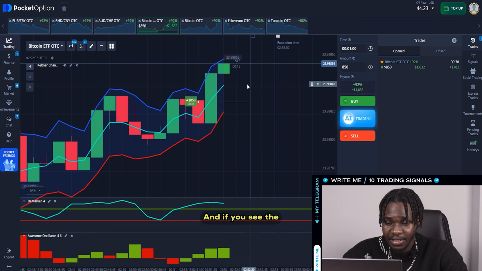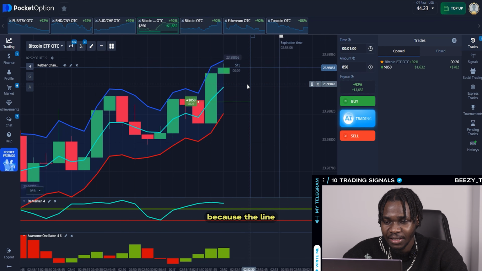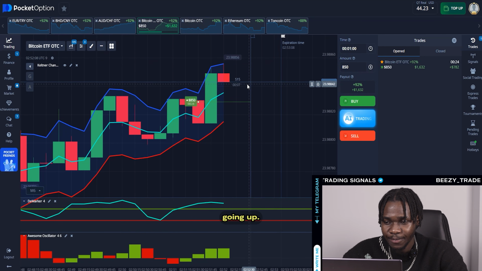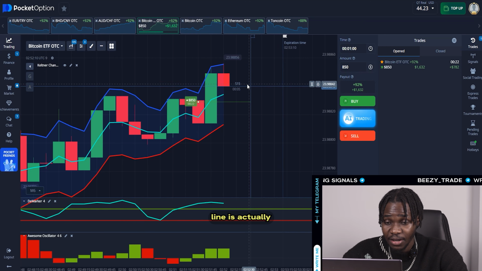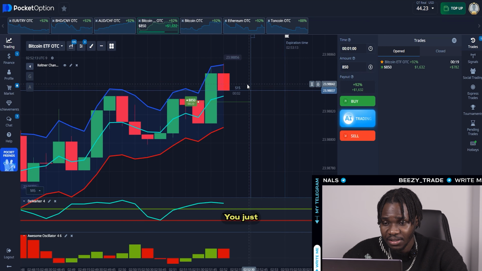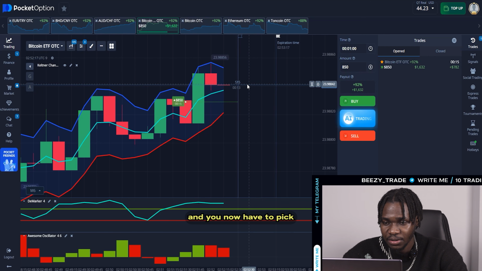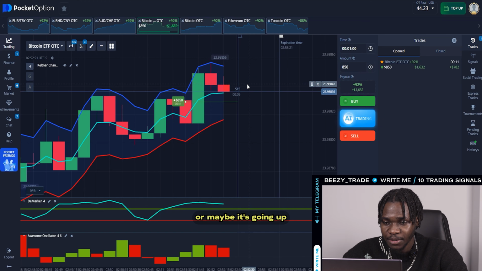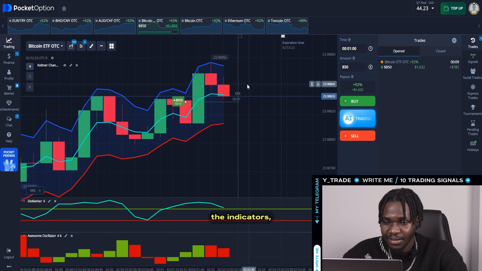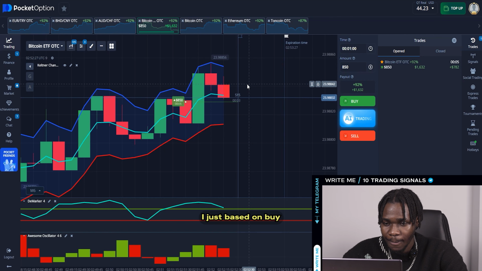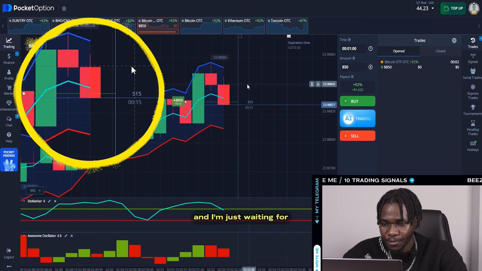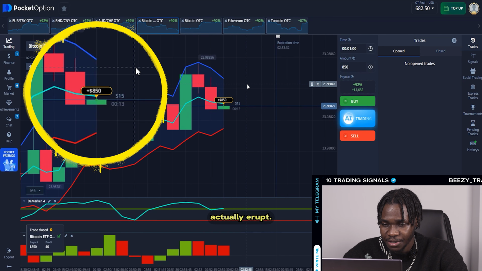And if you see the DMARC here, it shows that the market is also going up because the zigzag line is still going up. So that's how it is. You just have to see the market and how the indicators are showing you, and then pick whether it's going down or going up based on what the indicators are showing you. So right now I just placed on buy and I'm waiting for the time to wrap.